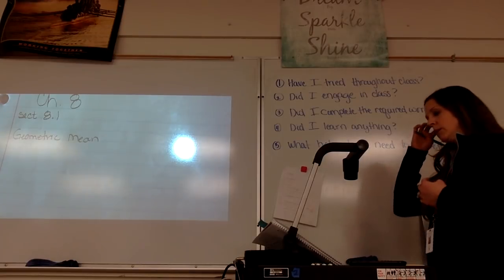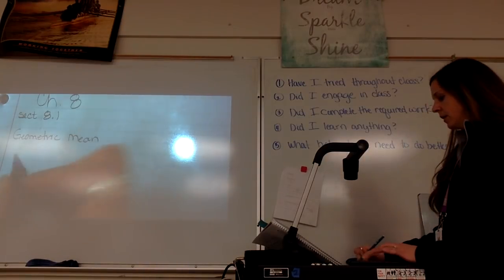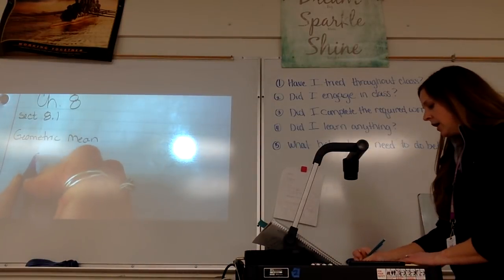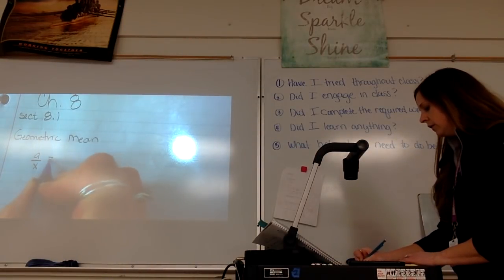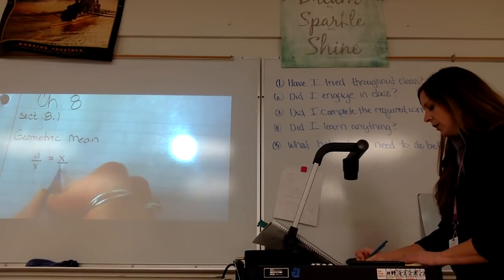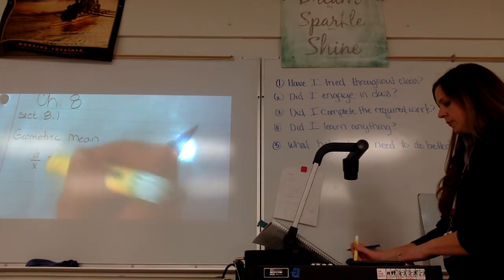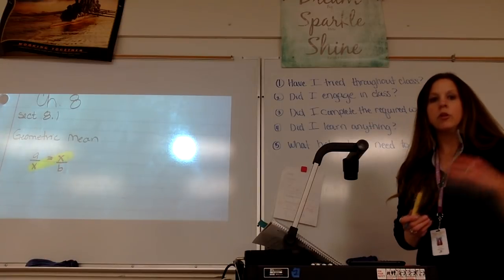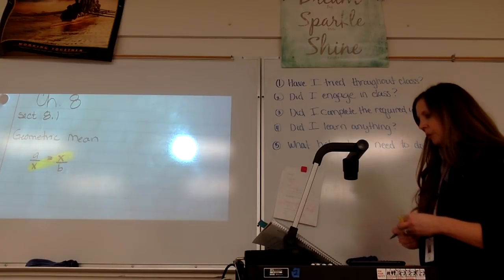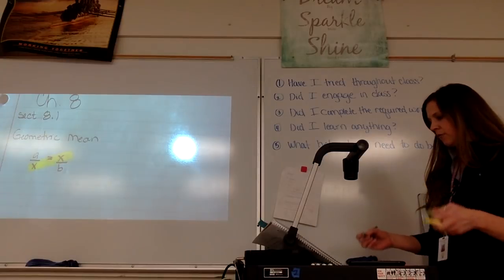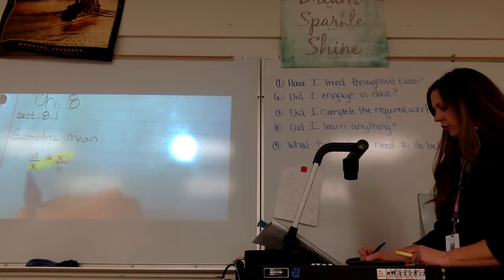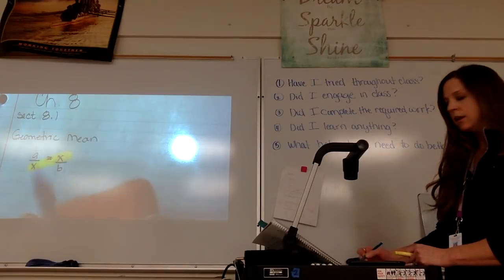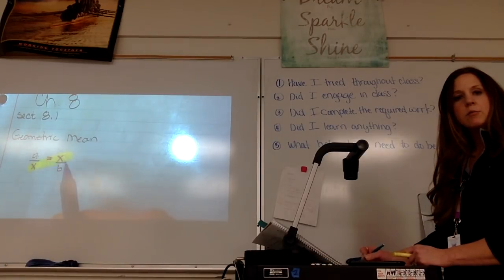The geometric mean is simply a situation where A over X is equal to X over B. So the key is that that number is consistent. So the lower left and the upper right number have to be the exact same value. This is your geometric mean. This value of X then is the geometric mean of the two numbers of A and B.